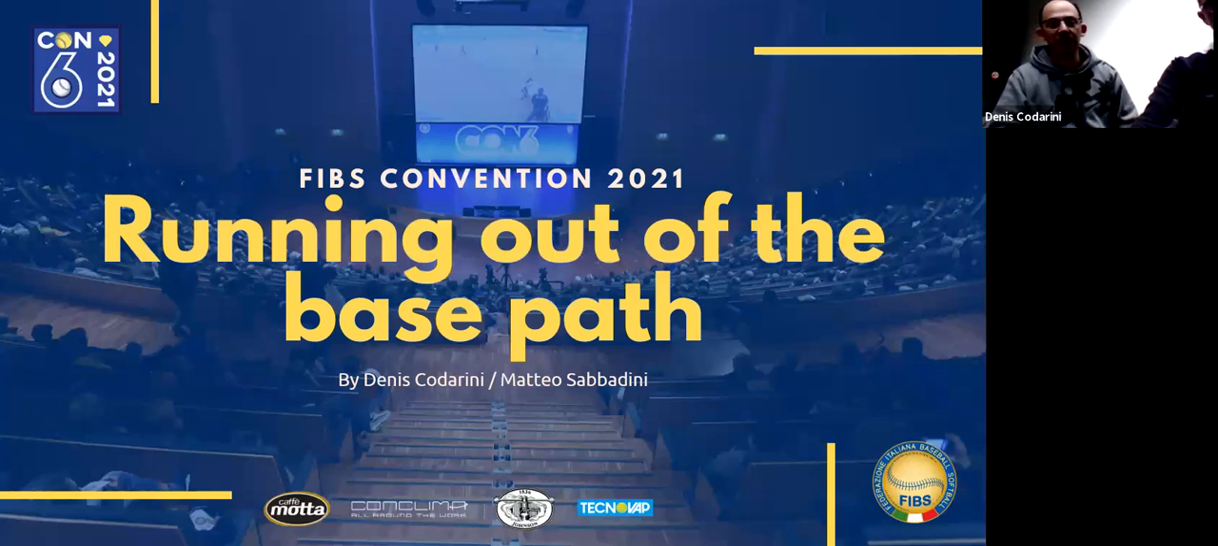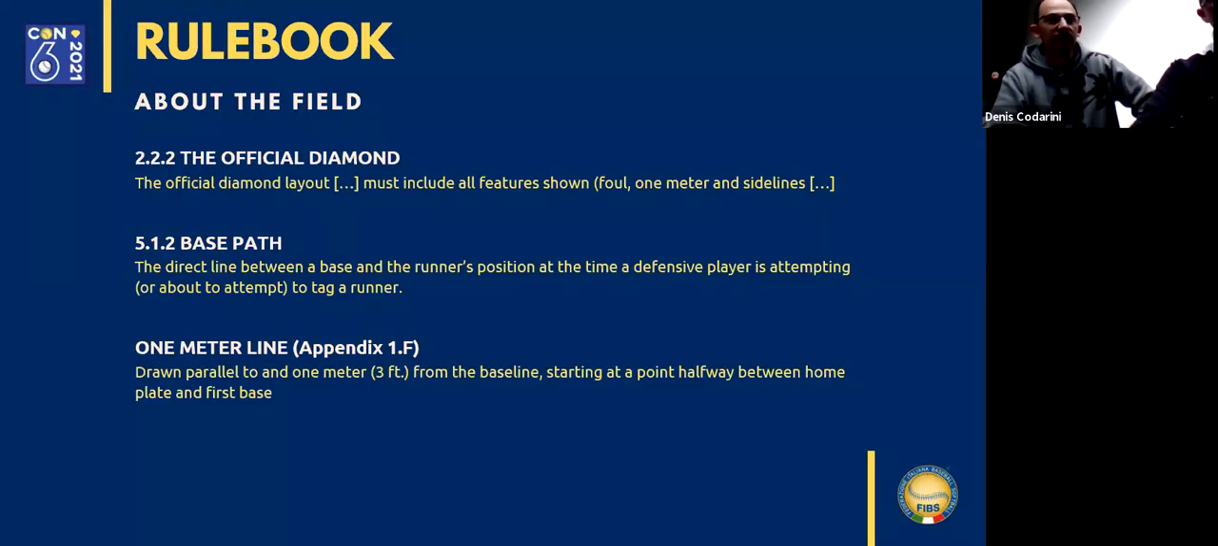Today we will speak about when base runners run outside of the base paths. What does this depend on, and how do we respond as umpires? Let us start with the definition.